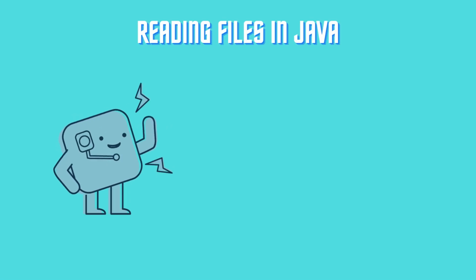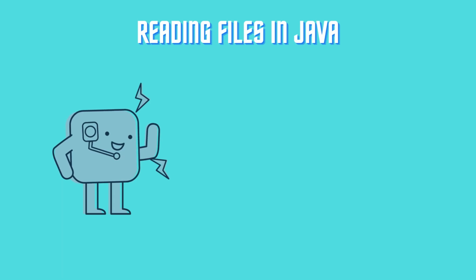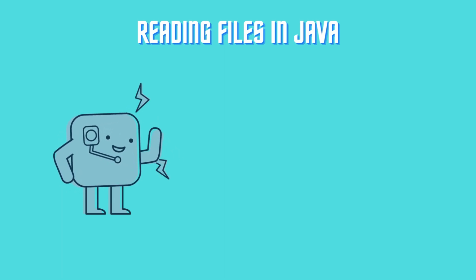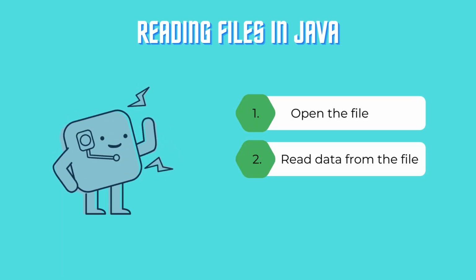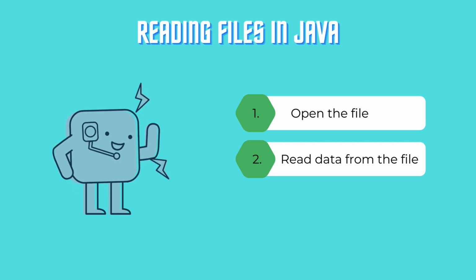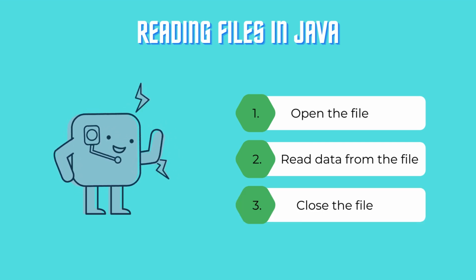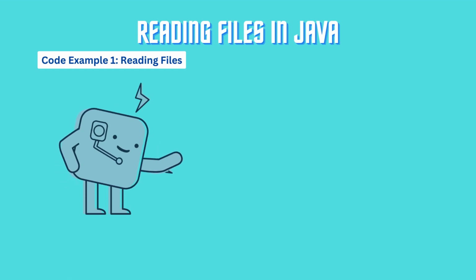Let's start with reading files in Java. To read from a file, you'll need to follow these steps. 1. Open the file. 2. Read data from the file. 3. Close the file. Here's a code example demonstrating how to read from a file in Java.